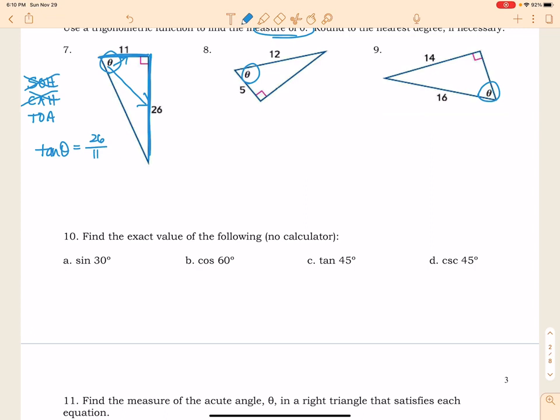Okay, so how are we going to do this in the calculator? Because ultimately, I want theta. I don't want tangent of theta. I know what tangent of theta is. It's 26 over 11. So if you're using a TI calculator, you're going to basically have to use tangent inverse, which is the second button in tangent of 26 divided by 11.